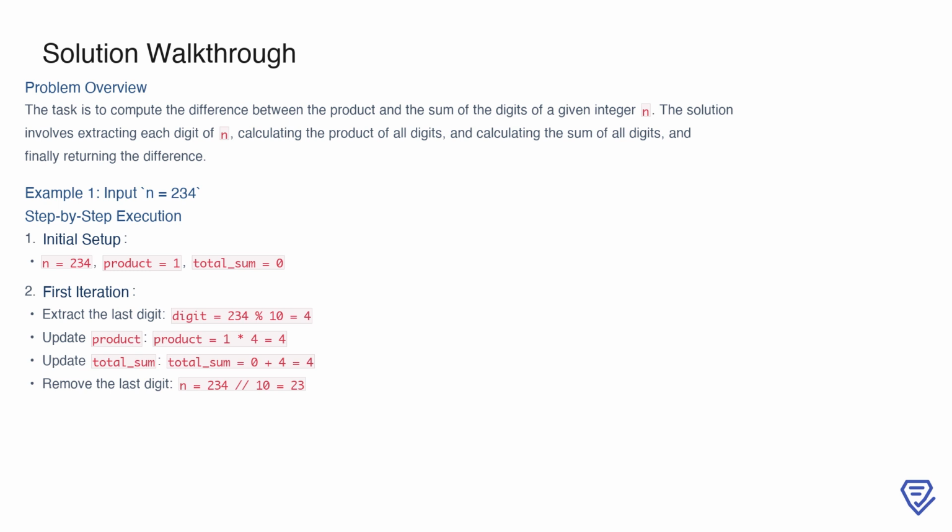result. For example, if the input is n equals 234, we start with an initial product of 1 and a total sum of 0. In the first iteration, we extract the last digit, which is 4. We then update the product by multiplying it with this digit, resulting in 4, and add the digit to the total sum, also resulting in 4. Finally, we remove the last digit from n, reducing it to 23.